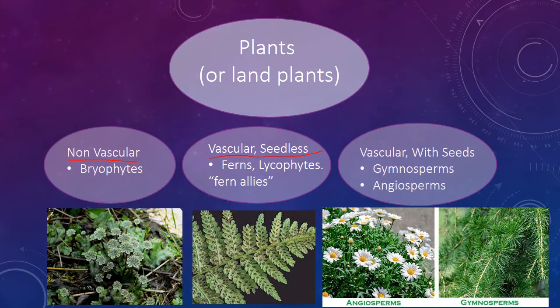And those are our ferns and our lycophytes and what they call the fern allies, or things that are similar to ferns. Our third category are the vascular plants. So they have vascular tissue, and we'll go into detail about what that is. And they do produce seeds, so not spores, but seeds, and those are broken down into our gymnosperms and our angiosperms.